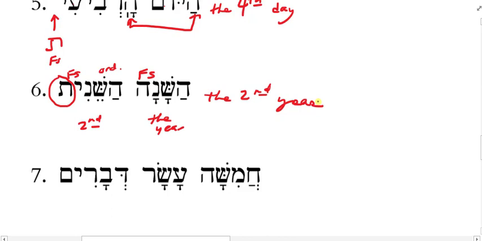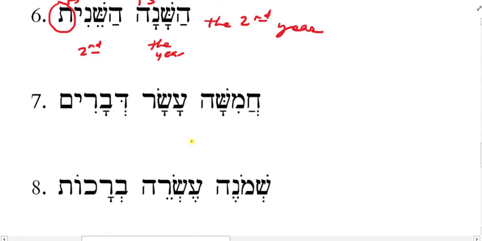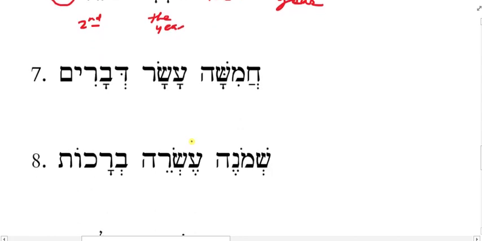Will I have any gender disagreement with the number second? Isn't second between 1 and 2? Should it disagree with the gender of the noun? No, that's right, because it's an ordinal. Ordinals never disagree. They always agree. Ordinals are adjectives, and adjectives are always true to their gender, aren't they? Number 7, chamisha. What number is chamisha?